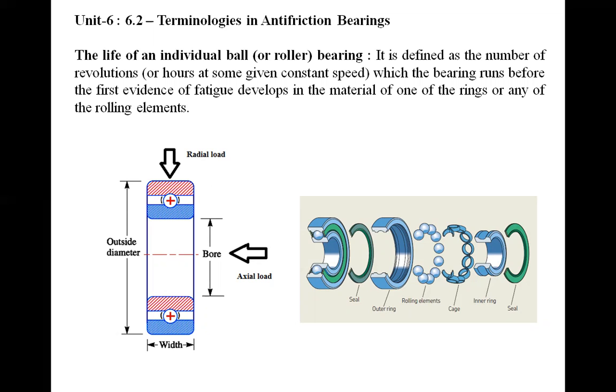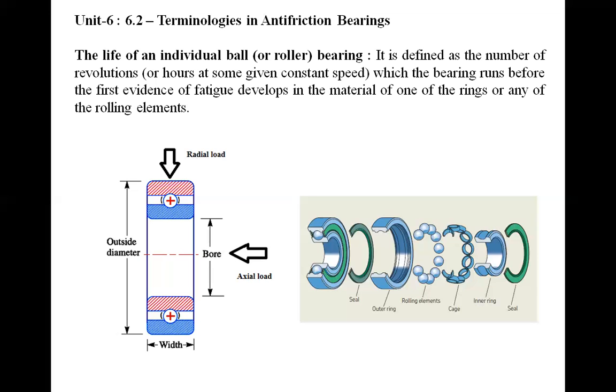Now in this unit, we are going to see the terminologies in the anti-friction bearing, as well as how to select a bearing from the bearing catalog. So in front of you, there is a simple figure. It is a figure of a ball bearing. You will find that there is a radial load and an axial load acting on the bearing.